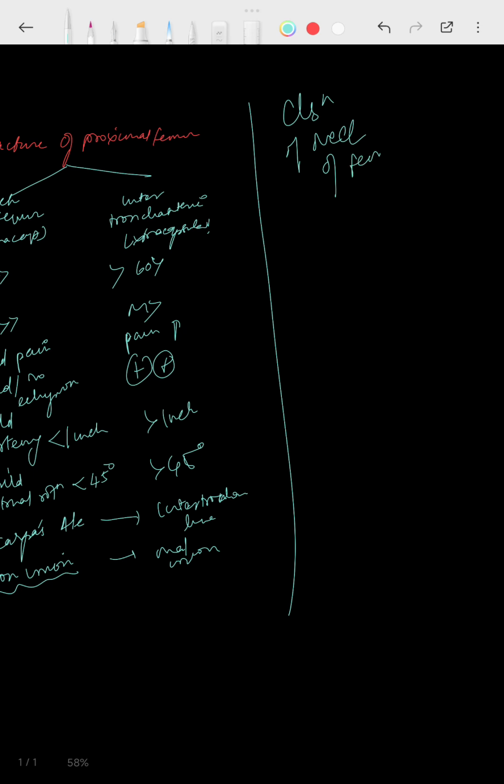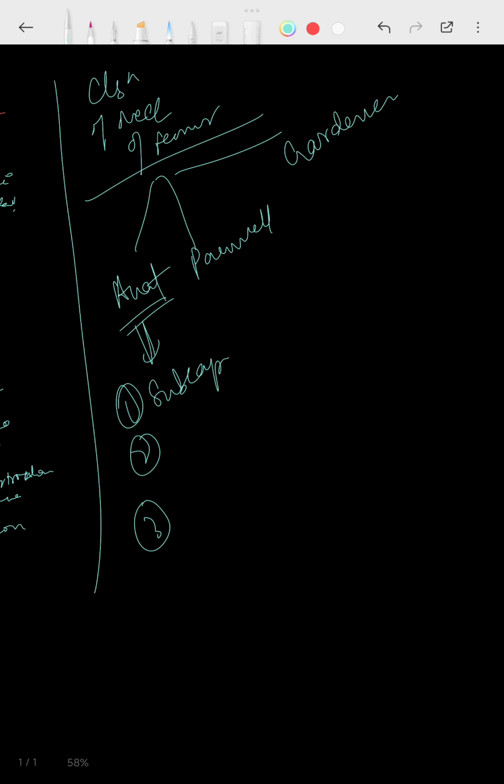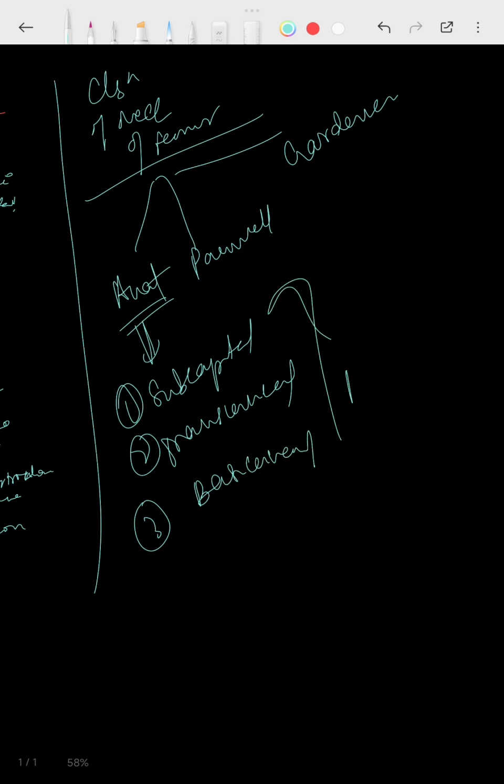Neck of femur fracture classification is based on three: anatomical, Powell classification, and Garden classification. Anatomically, it is basically three types: subcapital, transcervical, basicervical, and as you go down the list the prognosis gets worse.